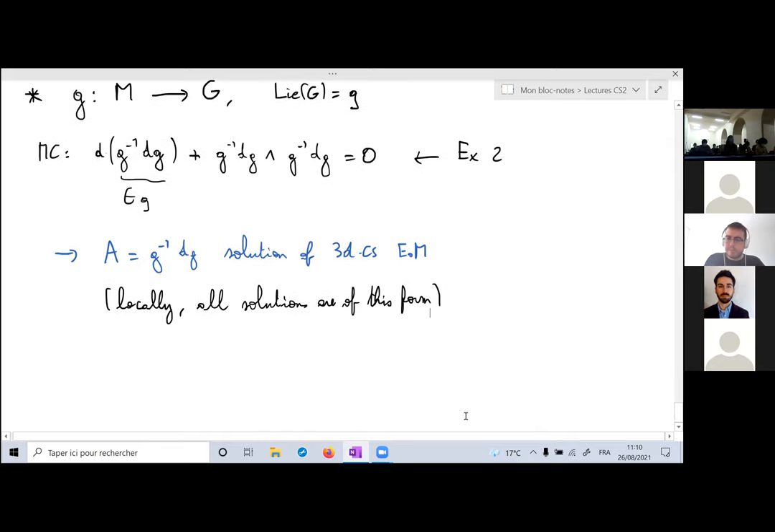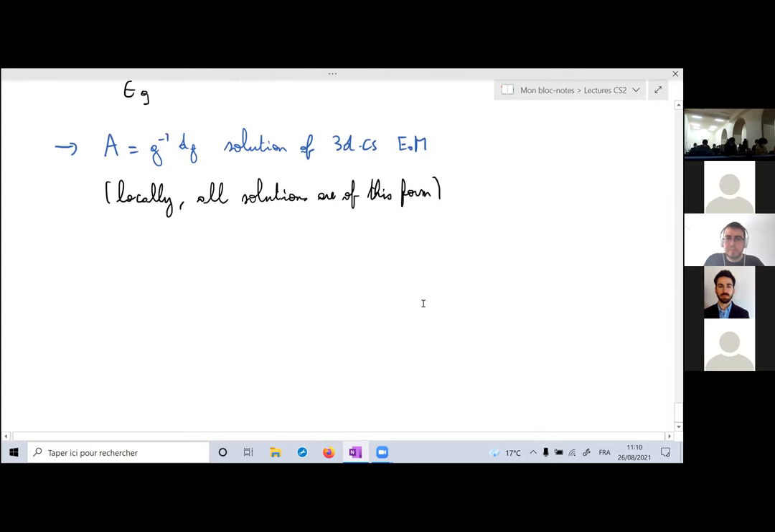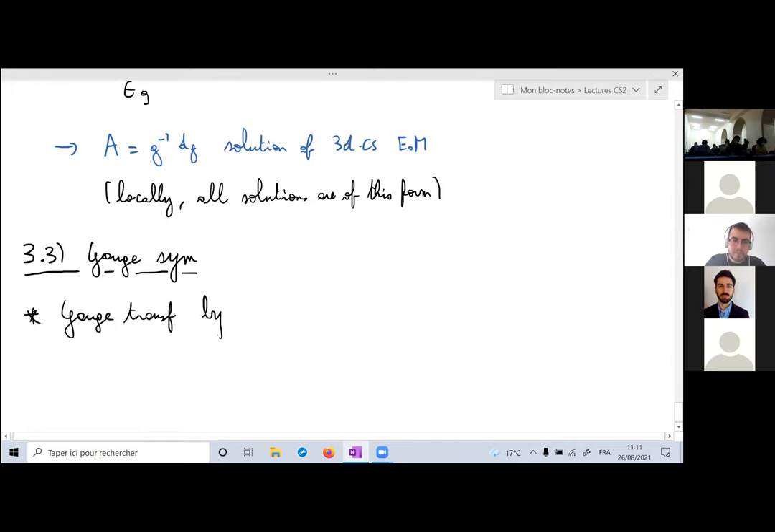Okay, so that was the discussion of the equation of motion, where in particular we recovered this zero curvature condition, that the action gives a zero curvature. And now the other thing I would like to discuss is the gauge symmetry of this 3D Chern-Simons theory that we also mentioned in the introduction. And so for that, I will consider the gauge transformation by some functions U that are functions on the manifold M valued in the group.